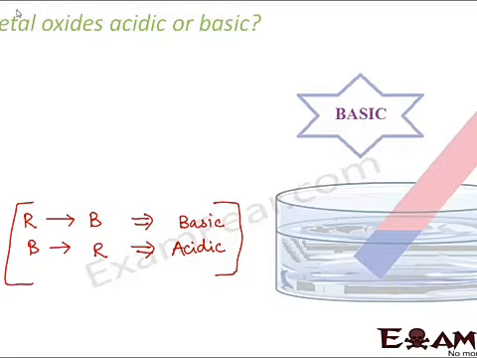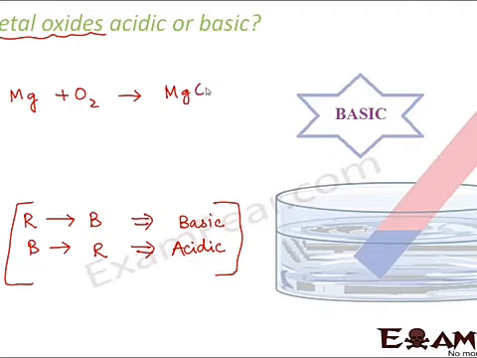Now in this section, our aim is to find out whether metal oxides are acidic or basic. So how do we do that? So first of all, we have to prepare a solution of metal oxide. That means we have to combine the metal oxide with water. So how do we do that? So let us take example of any metal oxide. For example, I take say magnesium oxide, correct? So how was magnesium oxide formed? When the metal, that is magnesium, combined with oxygen, it formed magnesium oxide.